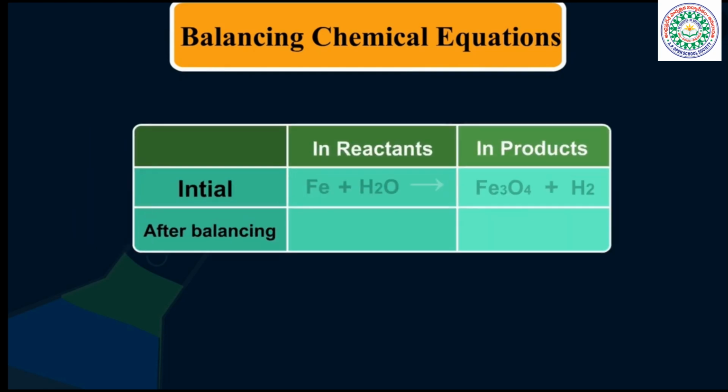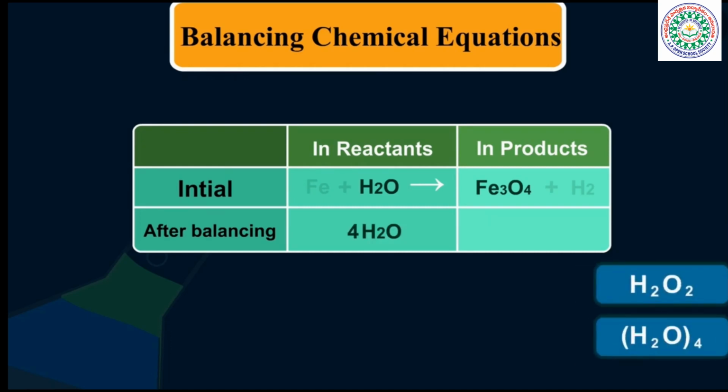First, we try to balance Fe3O4 and the element oxygen in it. To balance the oxygen atom, we can put coefficient 4 as 4H2O. But remember, we cannot write H2O2 or H2O, the whole 4, like these.